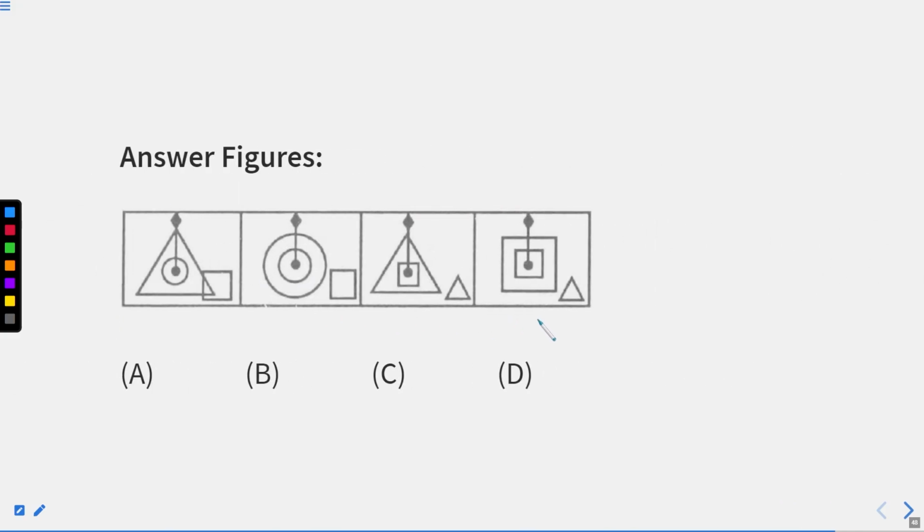We will check where we are getting this. A triangle at the corner having only 2 figures. Options A and B are already eliminated because we need a triangle here.